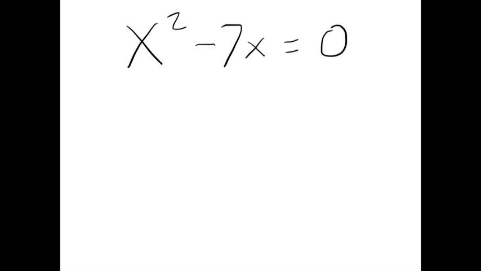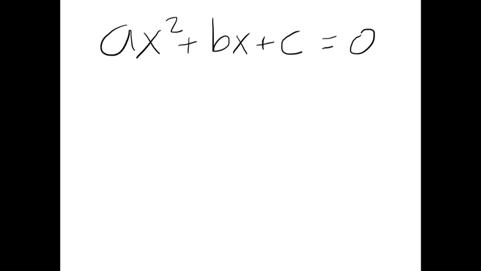Let's say you are given a quadratic equation, x squared minus 7x equals 0. It's important that this equals 0. And we want to solve this for the two values of x. We need it to be in standard quadratic form, which it already is. Standard quadratic form is ax squared plus bx plus c equals 0. So all the terms are over here on one side, and it equals 0 on the other side.